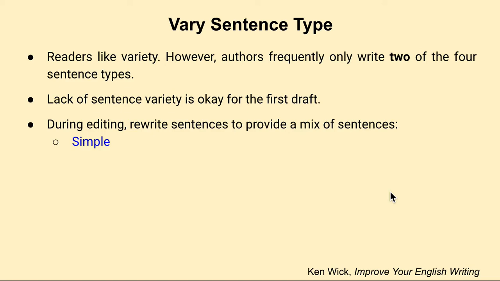Once again, the four sentence types are a simple sentence, a compound sentence, a complex sentence, and a compound complex sentence. You'll find that you like to write simple sentences, complex sentences. When you see that pattern, then when you go back to your draft, you want to provide a mix of these four sentence types. It doesn't have to be exactly 25% for each one, but you do need to have a mix of sentence types.